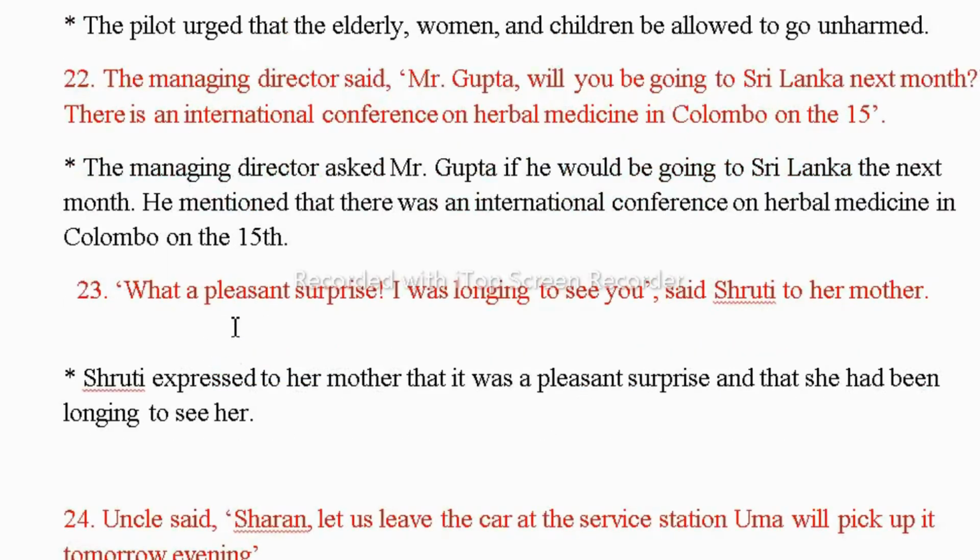Next one. What a pleasant surprise. I was longing to see you, said Shruti to her mother. Now here someone is surprised, which means exclaiming with joy. So you need to write Shruti expressed to her mother, or instead of expressed you can write Shruti exclaimed with joy to her mother that it was a pleasant surprise and that she had been longing to see her. I was longing, past continuous, changed to past perfect continuous.